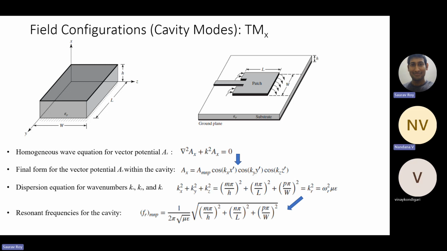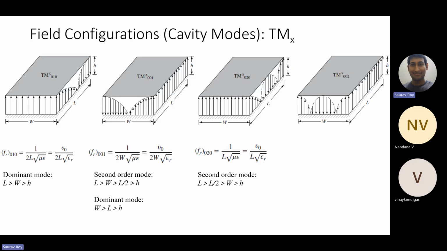Exactly, smaller. So if it is reversed, if W is greater than L, then what would happen? The TM001 mode would be the dominant mode, not 010. The 001 mode will be dominant. Do you understand? Exactly, that is the same.